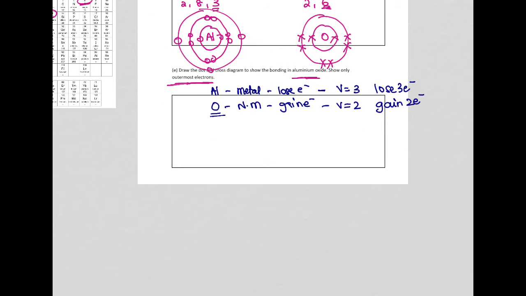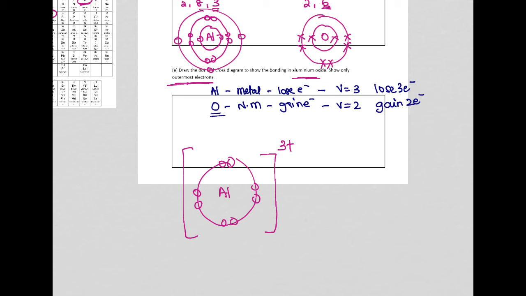Okay, so let's draw this. Aluminium having lost 3 electrons, so these 3 will be gone. So once these 3 electrons are lost, you're left with this outermost shell. So 1, 2, 3, 4, 5, 6, 7, 8. You have a complete octet, Al3+.